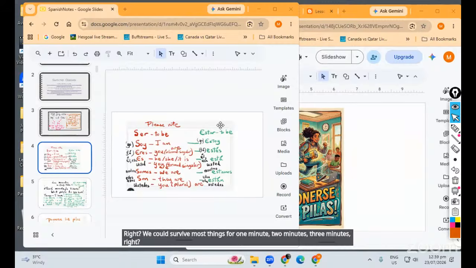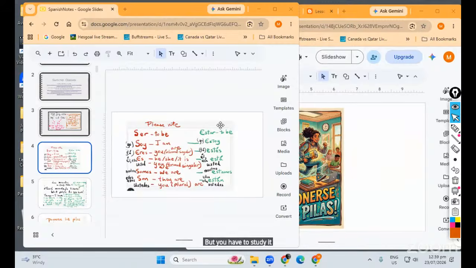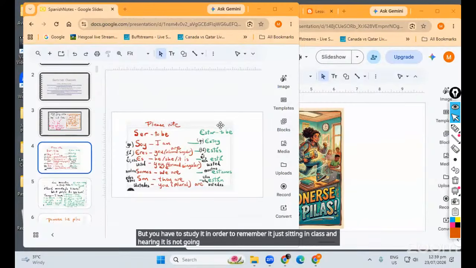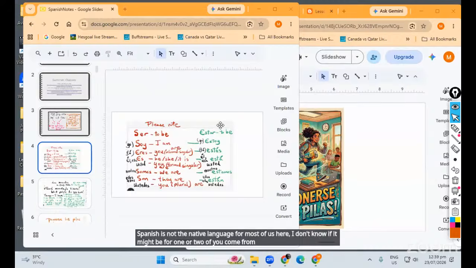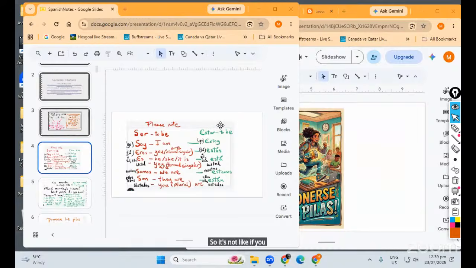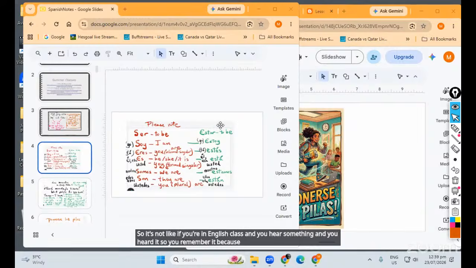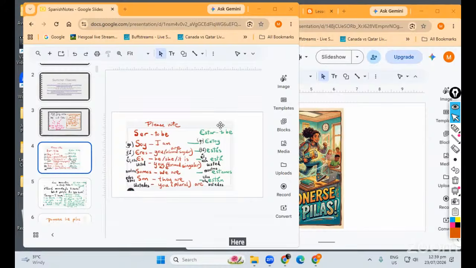But you have to study it in order to remember it. Just sitting in class and hearing it is not going to be enough. Spanish is not the native language for most of us here. I don't know if it might be for one or two if you come from a home where it's spoken, but it's not like if you're in English class and you hear something, you remember it because you speak English. Here we have to actively try to remember it, right?